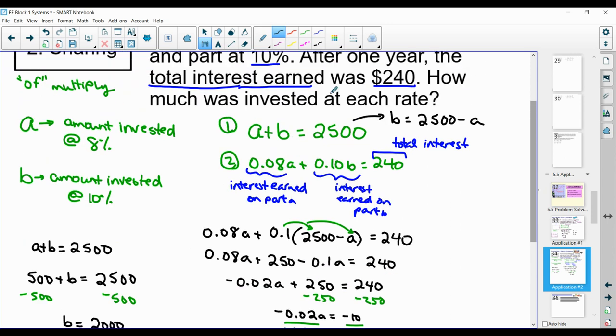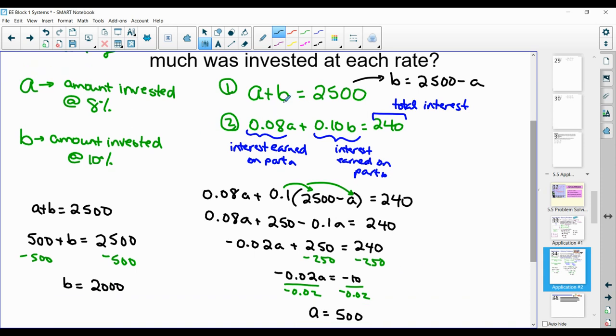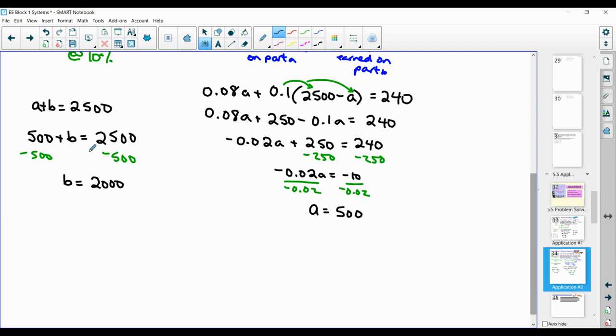The question says, how much was invested in each rate? Well, double check your questions. 2,000 plus 500 adds up to 2,500. And if I go 0.08 times 500 plus 0.1 times 2,000, I'll get 240. So I know I've done this correctly.